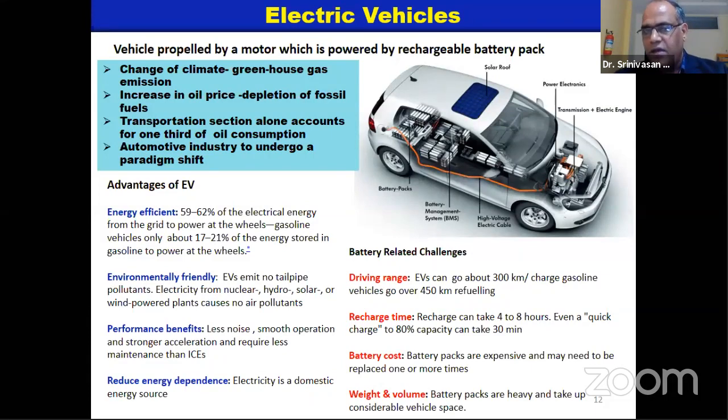And then the more important thing is recharging time. It will take nearly 5 to 8 hours when you are charging. So this is where the chemistry comes into play. If you have a developed material where, during the charging and discharging, there is a fast diffusion of ions, then you can reduce the charging time. So there, the chemists will play an important role.